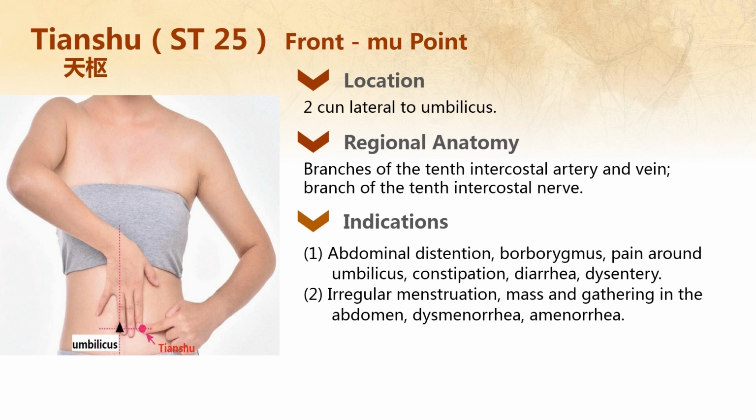Indications. First, abdominal distension, borborygmus, pain around the umbilicus, constipation, diarrhea, dysentery. Second, irregular menstruation, mass and gathering in the abdomen, dysmenorrhea, amenorrhea. Needling method, perpendicular insertion from 1.0 to 1.5 cun.